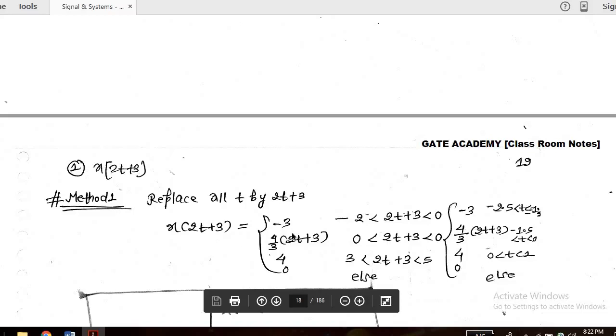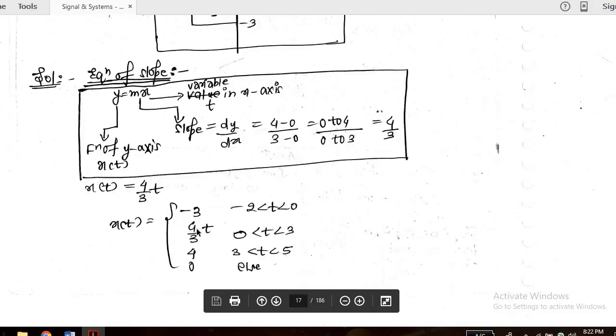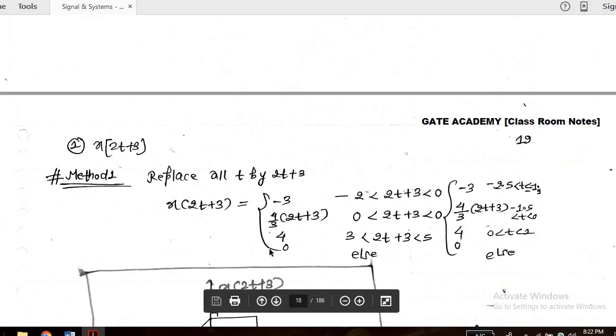So x of t is equal to minus 3 for minus 2 less than t less than 0, and 4 by 3 into t for 0 less than t less than 3. That is the equation earlier. Now we are just replacing t by 2t plus 3 in this mathematical equation. Here t is there, here t is there, replace t by 2t plus 3. So we are going to get it in this form.